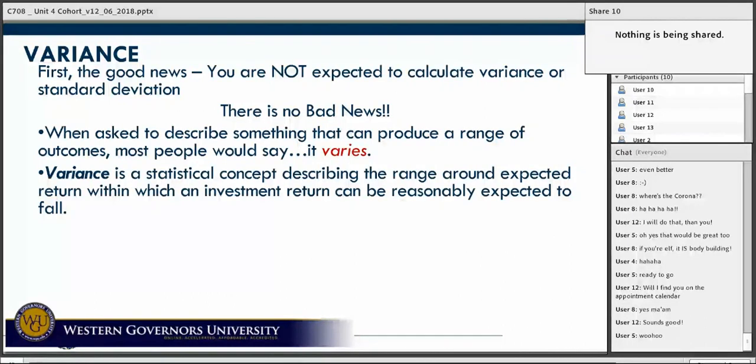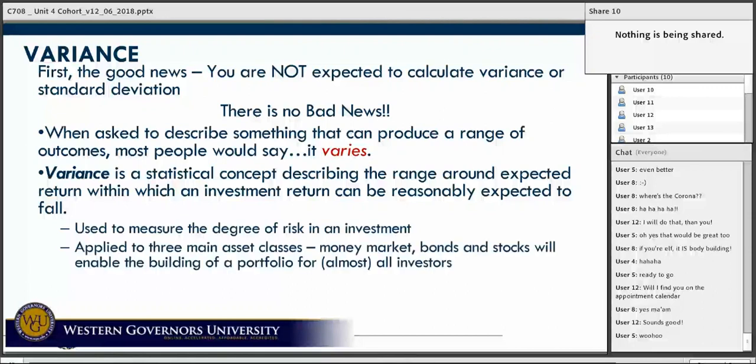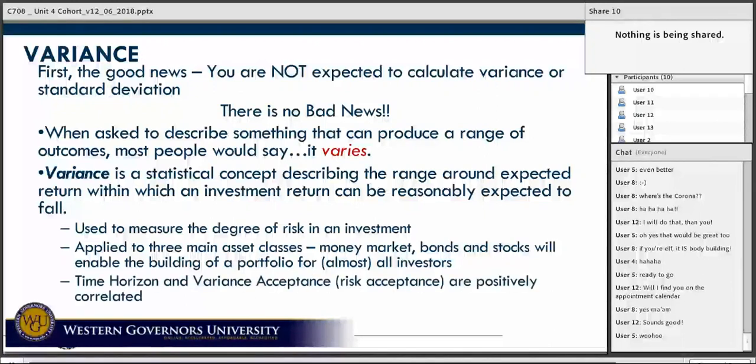So we've got this as a statistical concept that describes the range around the expected return within which an investment return can be reasonably expected to fall. And we use that to measure the degree of risk. If we apply this to the main asset classes, which are considered to be money market, bonds, and stocks or equity, we can build a portfolio that would work for almost any investor and his or her risk tolerance.